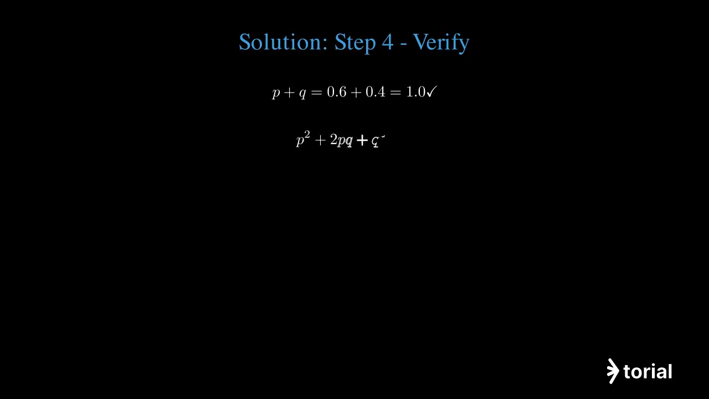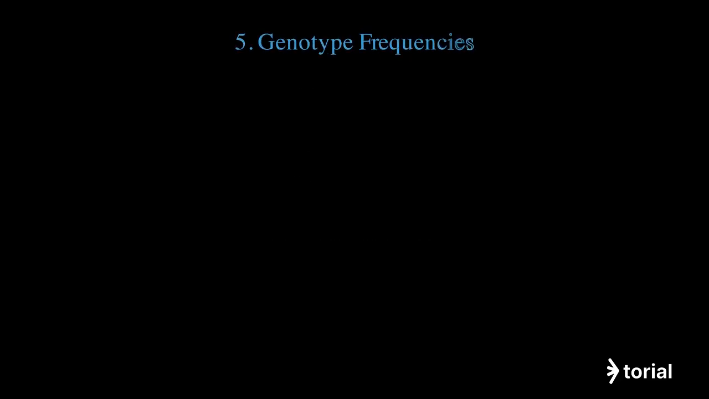Check. Now let's verify with the full Hardy-Weinberg equation. Substituting our values. 0.6 squared plus 2 times 0.6 times 0.4 plus 0.4 squared. This equals 0.36 plus 0.48 plus 0.16, which equals 1.0. Perfect. We can also predict the expected frequencies of each genotype.